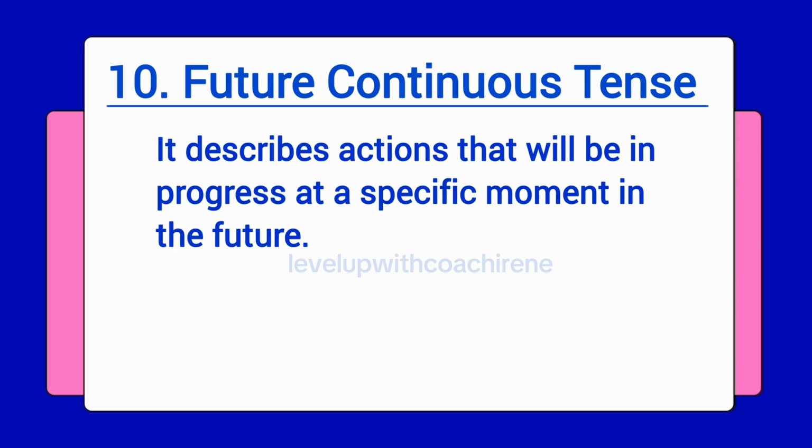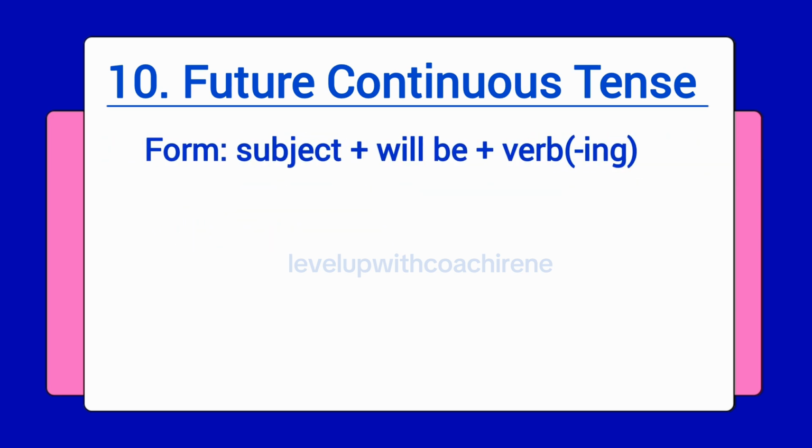To proceed, let us look at future continuous tense. It describes actions that will be in progress at a specific moment in the future. This tense is often used to emphasize the ongoing nature of a future action. It is formed with the subject plus will be plus verb in the ing or continuous form.